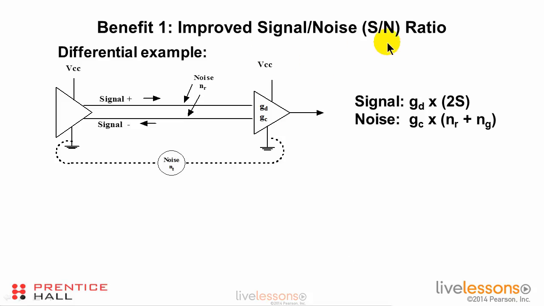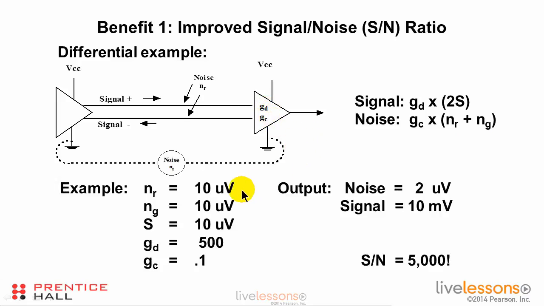Now, let's look at this same thing and the benefit we get if we have a differential pair. Here we have a driver, but we have the two signal traces down and back, and we have two gains in this amplifier. We have a differential gain, so we have the gain times 2 times the signal because we have one signal on this trace and one signal on this trace. And the noise that comes out is the common mode gain times the sum of the noise. Now the differential gain and the common mode gain are two different animals.